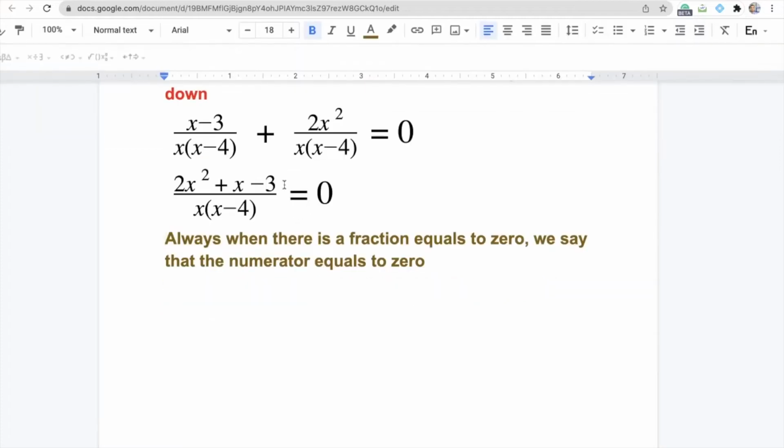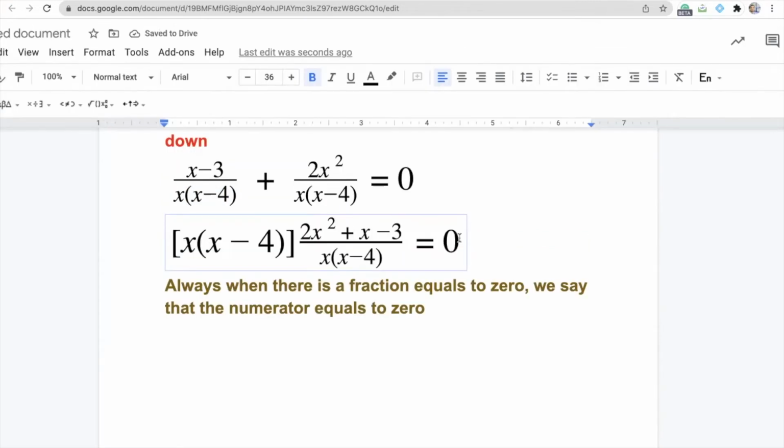So now I will solve it. Or if you like, I can multiply both sides by this denominator. Also here, I will multiply it by this one. So 0 times this will be 0. And this whole thing will cancel with this whole thing. So I will have the numerator equals to 0.